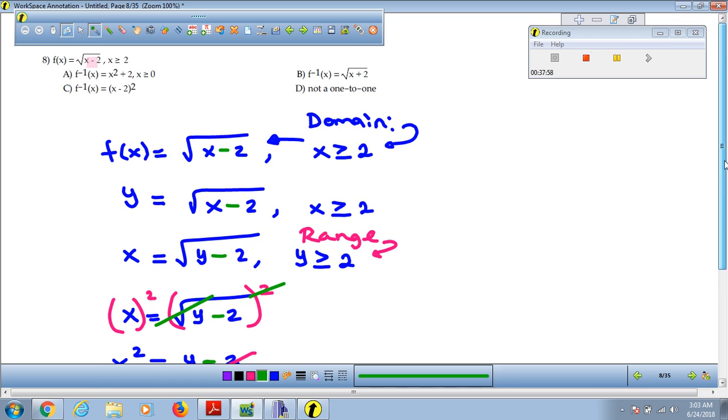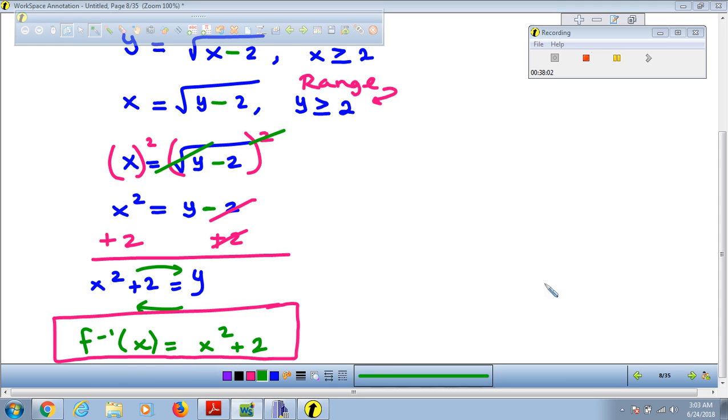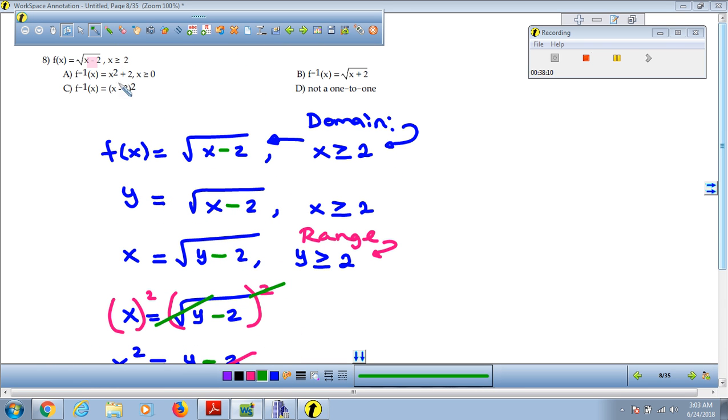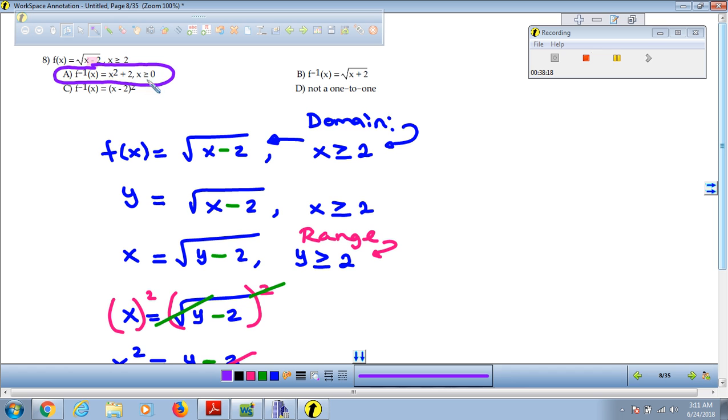I was like, why is there nothing like that? X squared plus 2, and okay, so I need to look for, is there only one like that? Oh yeah, there's only one like that anyway. Okay, but if you're wondering how I come up with the x greater than or equal to 0? Well, this is the domain of the inverse function of x.